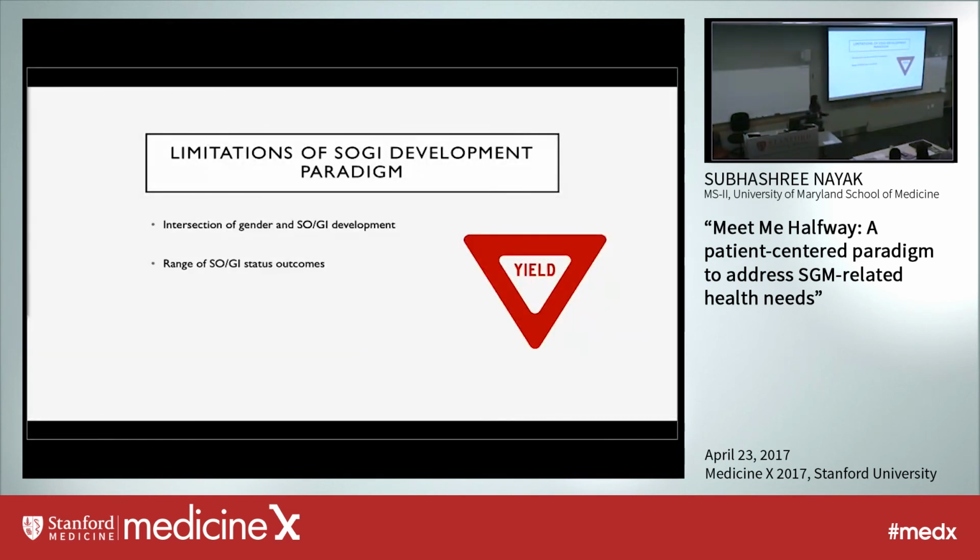Okay, and limitations. There are obviously a lot of gender differences: trans men versus trans women, lesbians versus gay men. There are a lot of intersections between this model and gender, so a lot of these things need to be filled out over time. There's also a range of sexual orientation and gender identity outcomes, meaning don't expect everyone to end up in phase 3. People can be anywhere, and it's okay to be anywhere.